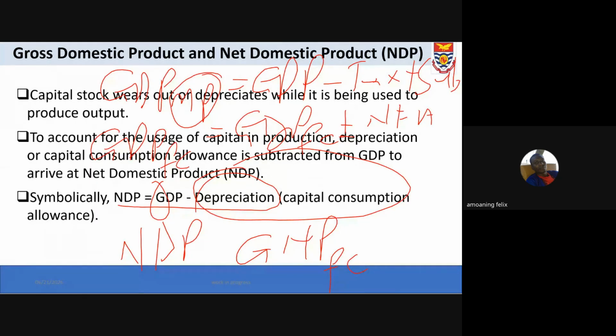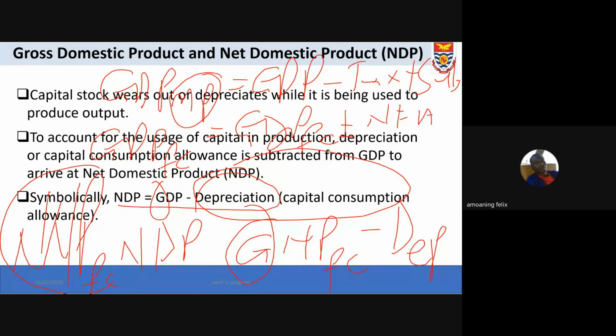Okay. Then the next step, after you have gotten your gross national product, is to subtract depreciation or capital consumption allowance. When you subtract depreciation, this gross will become net. And that one will give you the net national product at factor cost. This is what we term the national income. The net national product at factor cost is what we term as what? The national income.